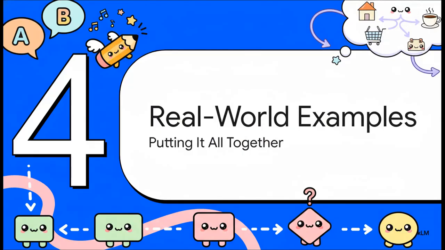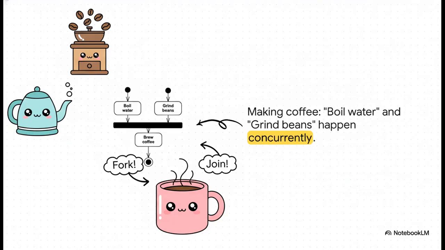All right, we've learned the alphabet. We know the grammar. Now let's see how these symbols come together to tell a story, to map out processes that we can all recognize. This is where it gets fun. I love this example. Making coffee perfectly shows off the power of forks and joins. You can boil the water and grind the beans at the same time, that's our fork. But you absolutely cannot move on to brew coffee until both of those things are done. That join node makes sure everything synchronizes up perfectly. It's a fantastic model of how things work in the real world.